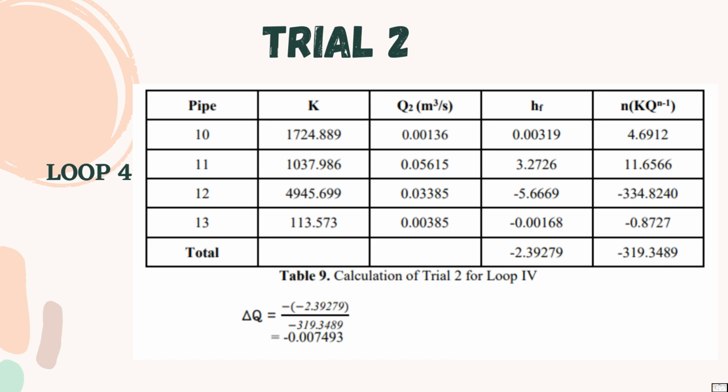And the HF for pipes 10, 11, 12 and 13 is 0.00319, 3.2726, negative 5.6669, negative 0.00168, and the total is negative 2.39279. And our n times KQ to the power of n minus 1 is 4.6912, 11.6566, negative 334.8240, and negative 0.8727.